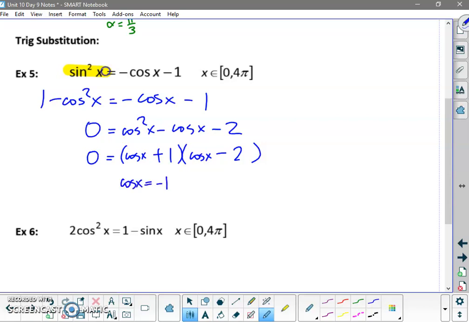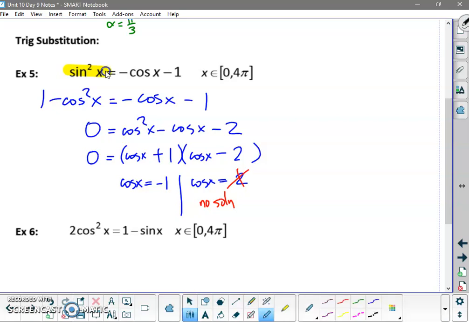Cosine x equals negative 1. And over here, cosine x equals positive 2. Well, anytime I see a value with cosine or sine that's above 1 or below a negative 1, I know that that can't exist, so there's no solution from this particular equation.